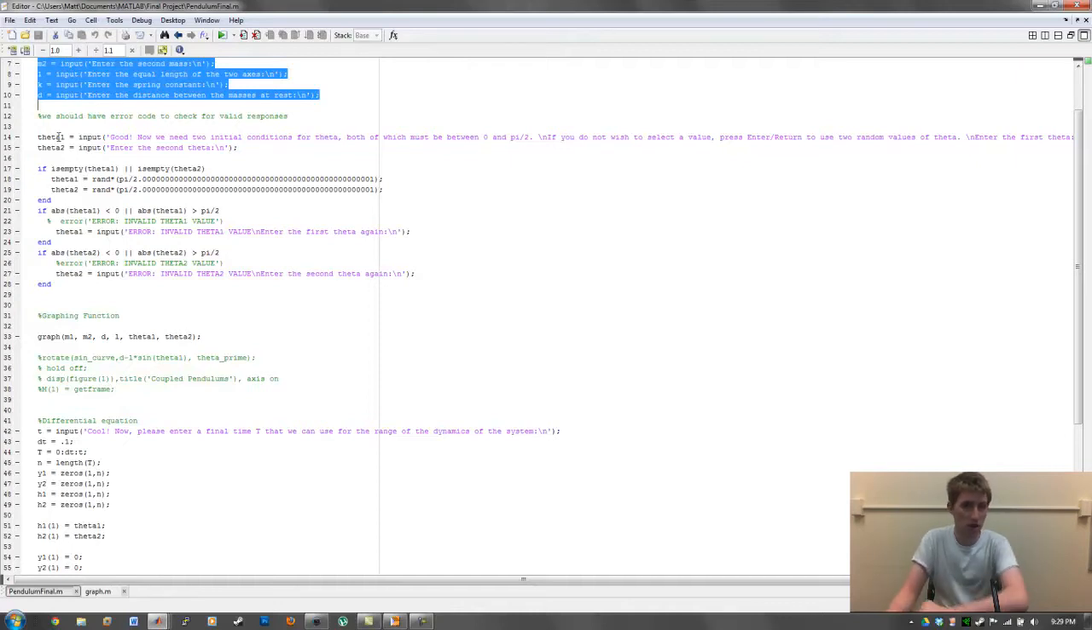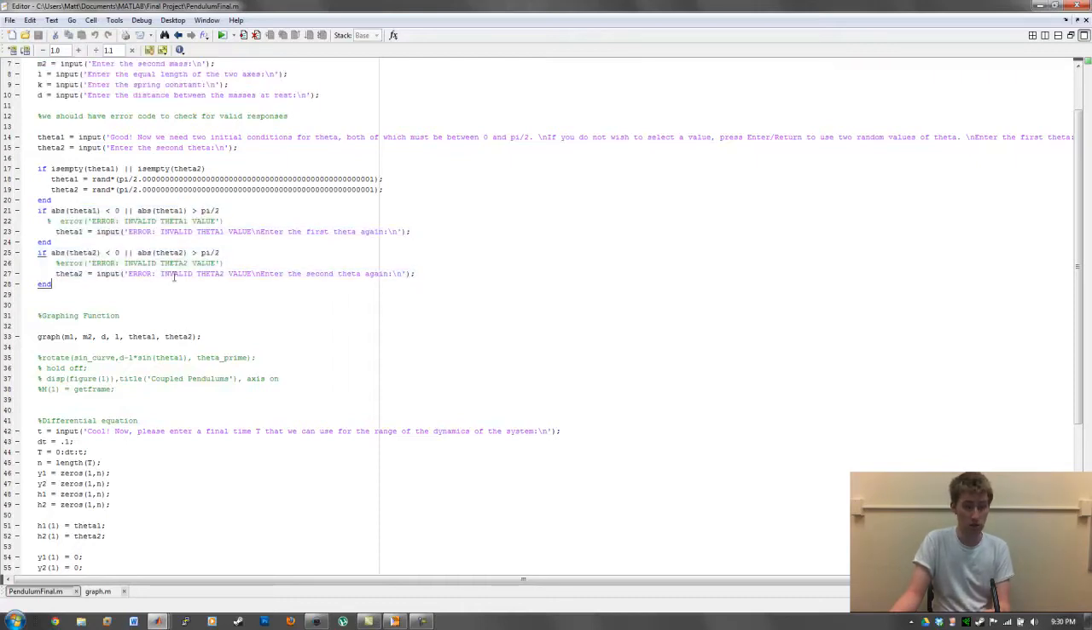So we have a few if statements here to verify the value of theta. These two if statements are designed to basically check to see if theta 1 and theta 2 are in between 0 and pi over 2, as I just explained. If either one is less than 0 or greater than pi over 2, then an error message is going to come up, and the user will be asked to input another value of theta 1 or theta 2. So that's good. It allows us to make sure that the user is actually inputting proper values.